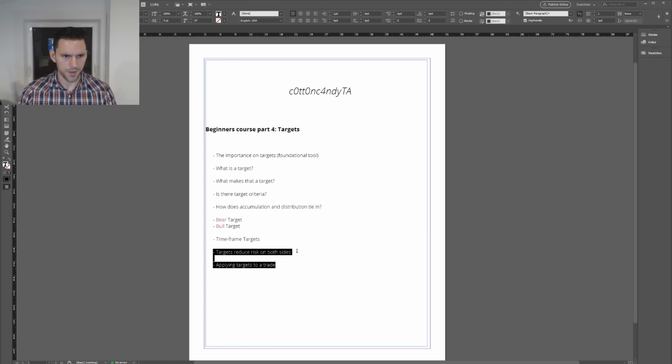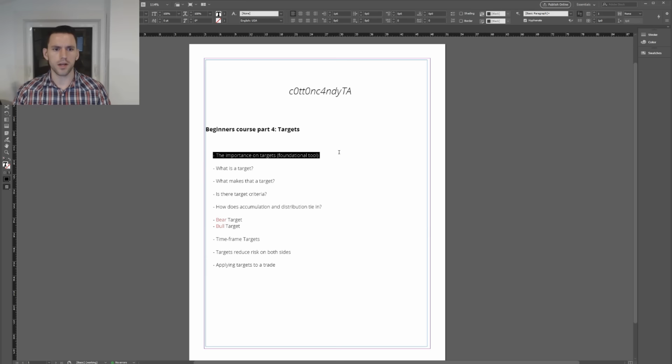Let's go over this list, take another look. The importance of targets, a toolkit that you will use for the rest of your life in every single trade, no matter what you do. What is a target? Pretty self-explanatory. A target is your target. What makes that a target? That's up to you based on your criteria.